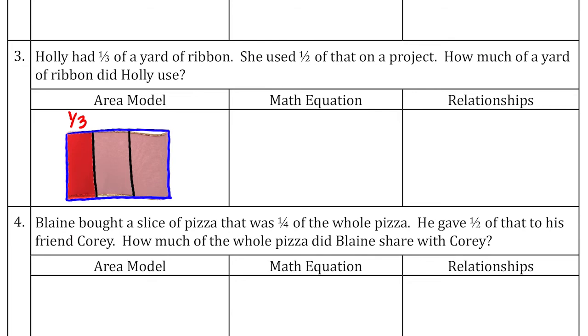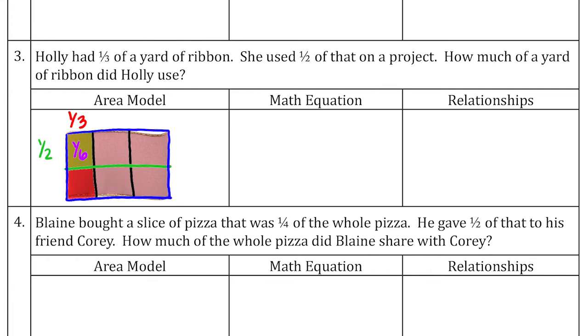Holly only used 1/2 of the 1/3 she started with. Divide the columns into 2 equal pieces in order to take 1/2. Shade in only one of the halves of the starting 1/3 column. The whole, or the 1 yard, is now subdivided into sixths. The portion of ribbon Holly used is represented in the single piece on the top left corner. Holly used 1/6 of a yard of ribbon.